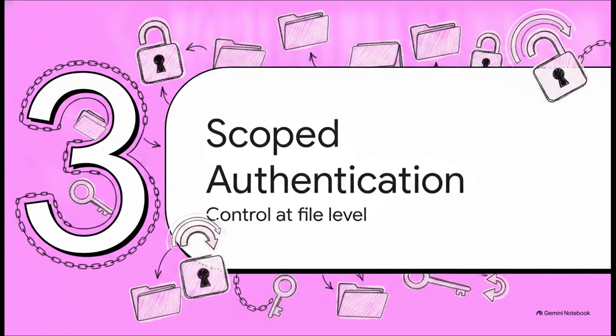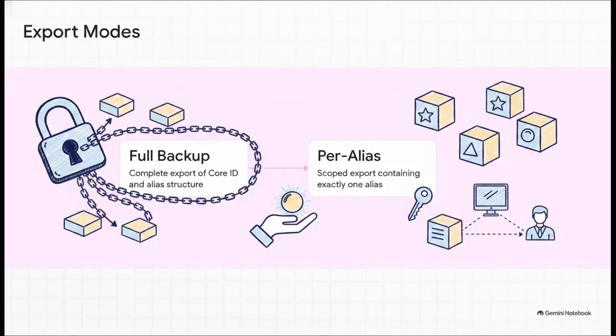Which leads us perfectly into Section 3, portability and scoped authentication, granular control at the file level. So when you actually go to export your identity, version 2.10 hands you two very distinct modes. Mode 1 is your full identity backup. This takes your entire identity state, your core ID, and all of your associated aliases, and wraps them up into one master file. Mode 2, though, is the per-alias identity export. This creates a file containing exactly one alias and absolutely nothing else.